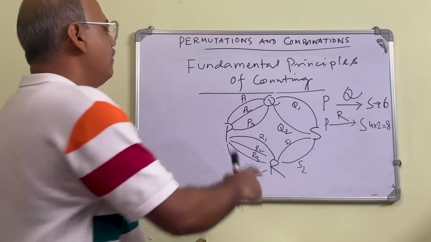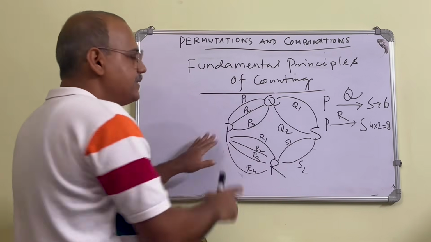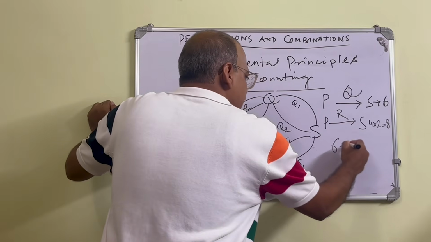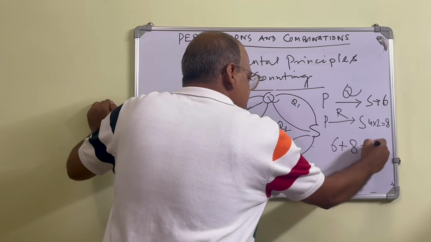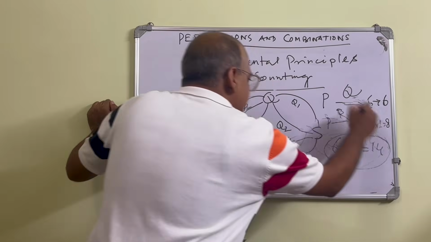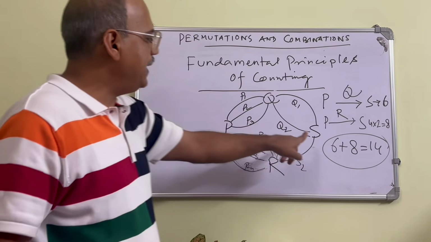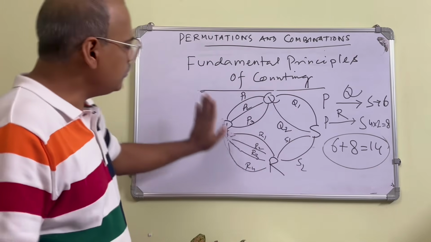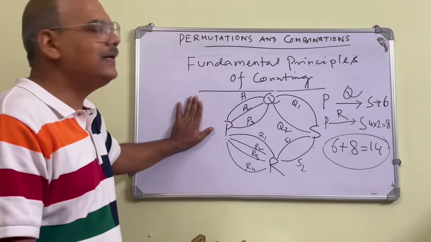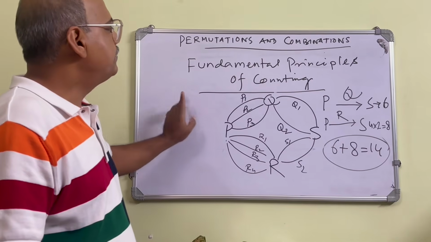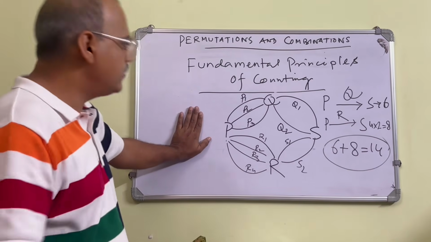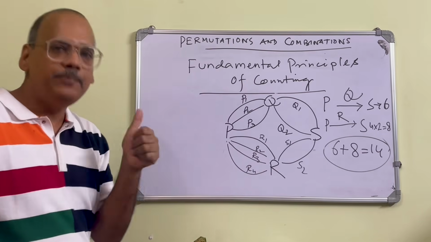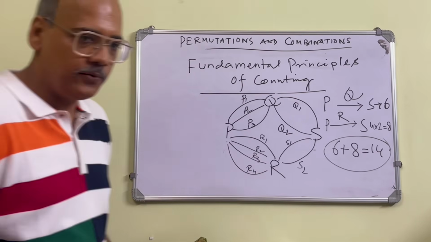So how many different ways can I travel from P to S? There should be 6 plus 8, which means 14 different ways I can travel from P to S via Q or R. So through this example, I think it clarifies how the principle of multiplication as well as the principle of addition works and what the key points to remember here are. Thank you.